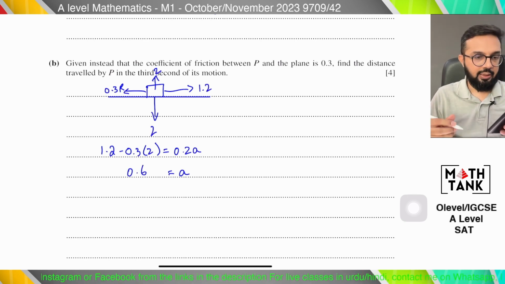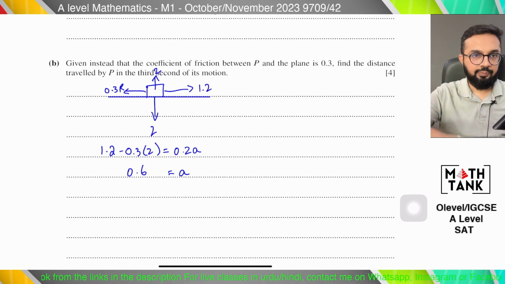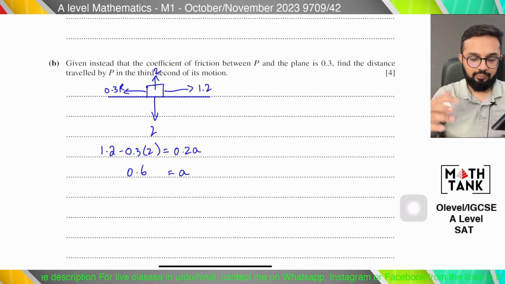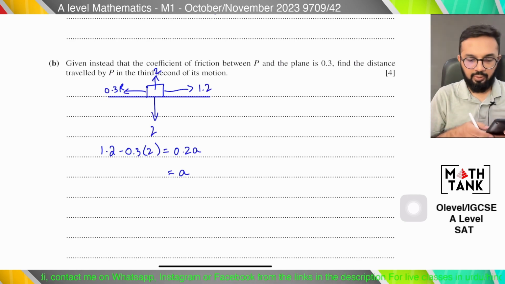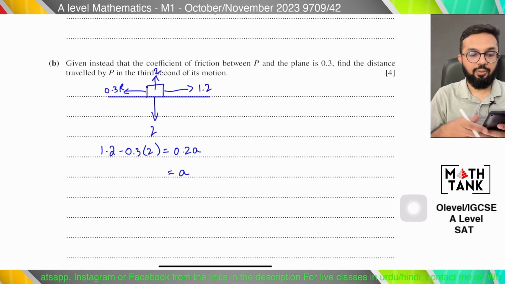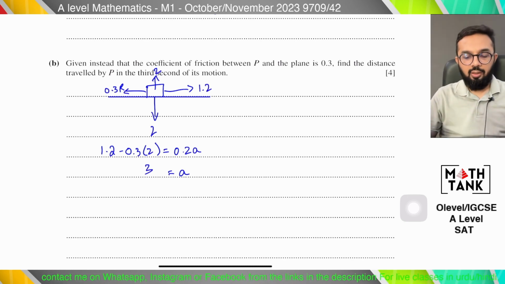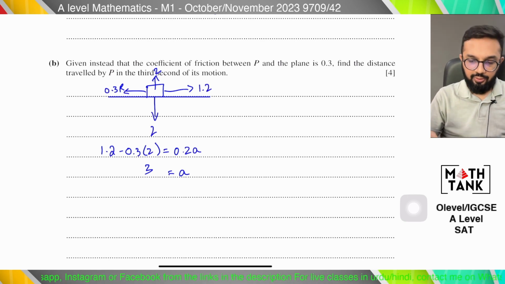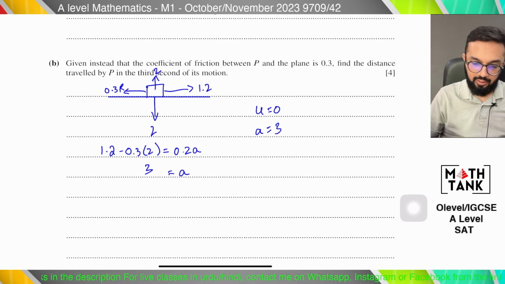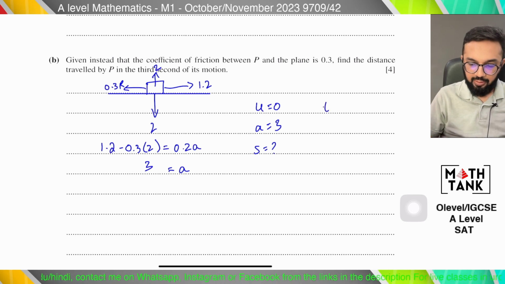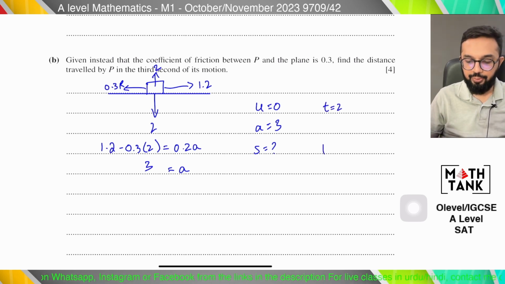That was 0.6. 0.6 divided by 0.2 gives you 3. So acceleration is 3, the starting speed is 0, acceleration is 3, find the distance that it travels in the third second of its motion. So what I'm going to do is find both the distance at t equals 2 and then t equals 3, and I'm going to subtract that distance.